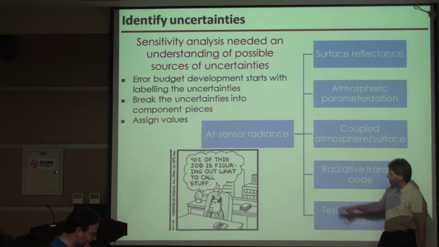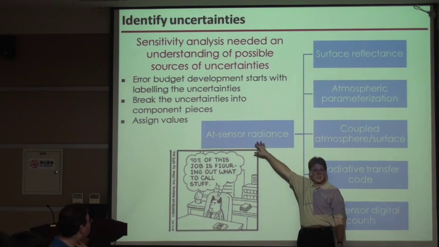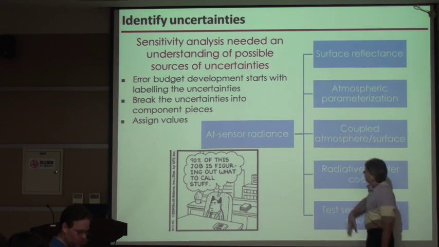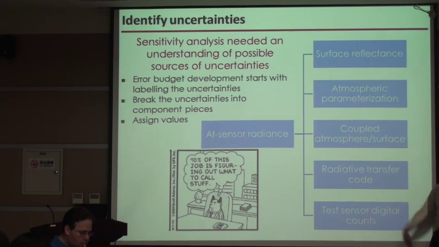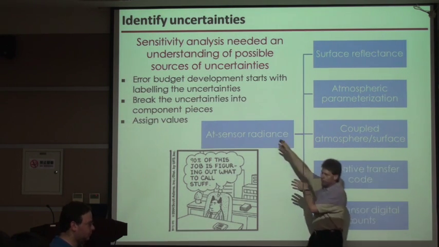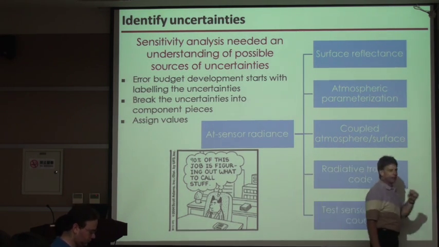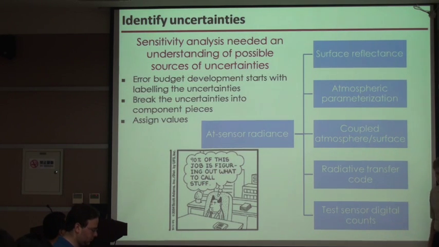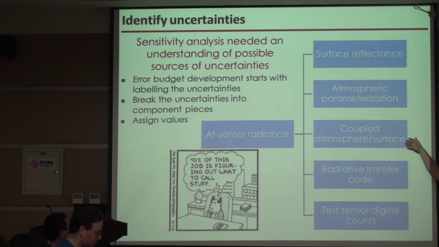And in this case what I did was, assuming that I'm having an at-sensor radiance prediction, picked out 5 boxes of topics that we would need to then have the uncertainties for, that would then get combined to give me my total at-sensor uncertainty, both absolute and relative. And the ones that I chose here are surface reflectance, atmospheric parameterization, a couple of atmosphere and surface radiative transfer codes, and test sensor digital counts.